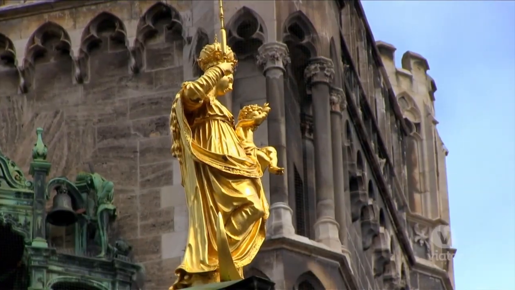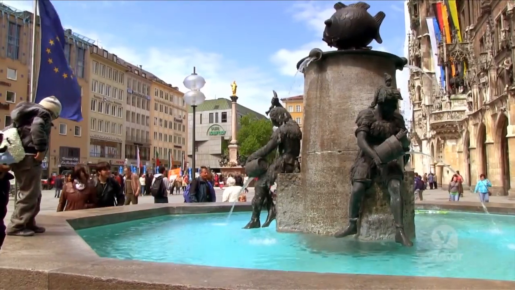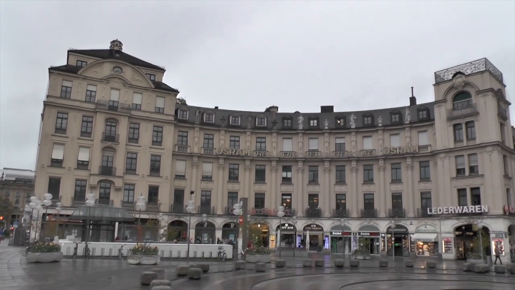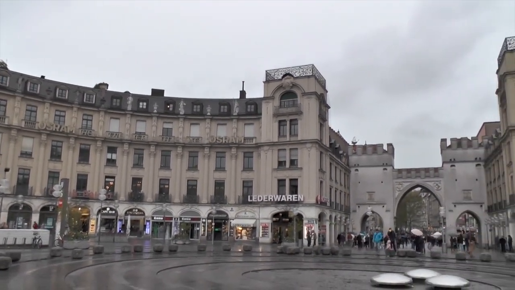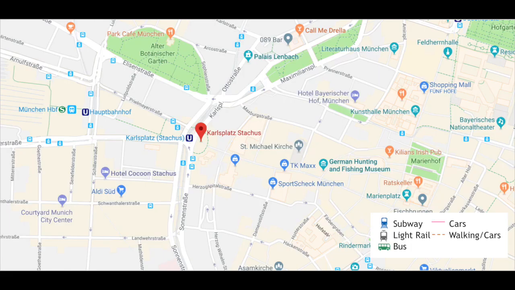Marienplatz is a remarkable public square known for its attractive architecture and atmosphere. It is surrounded by significant landmarks that interest locals and tourists. The pavilion can be accessed easily through different transportation methods.